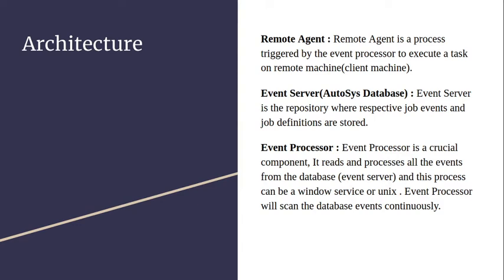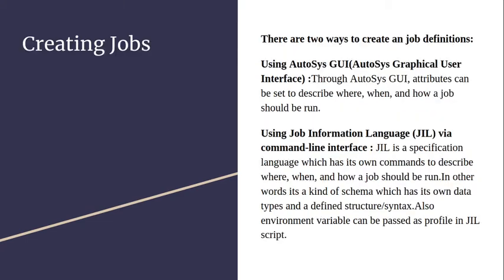Second one is what is the Autosys database or event server. This event server or Autosys database is the repository where the job definitions are stored. And the event processor is a crucial component. Basically it reads and processes all the events which are in the database, or you can say which are in the repository. So what are the job types? In the next slide we will talk about the job types.